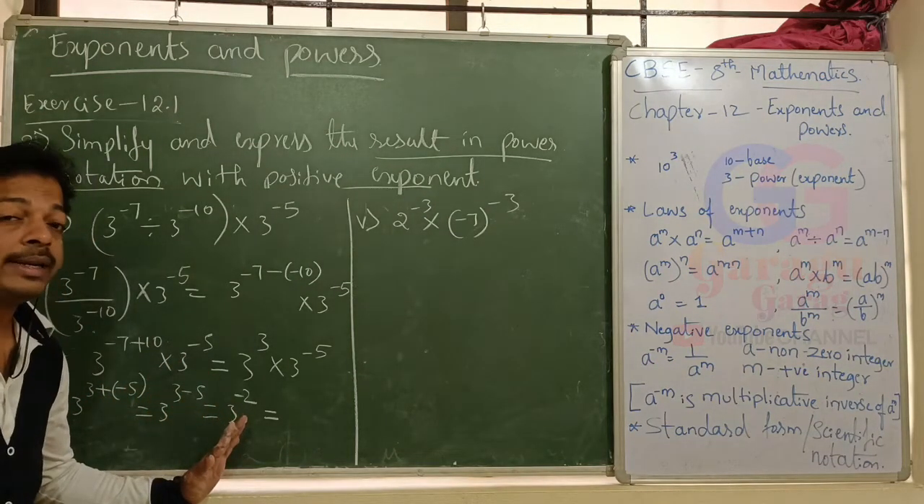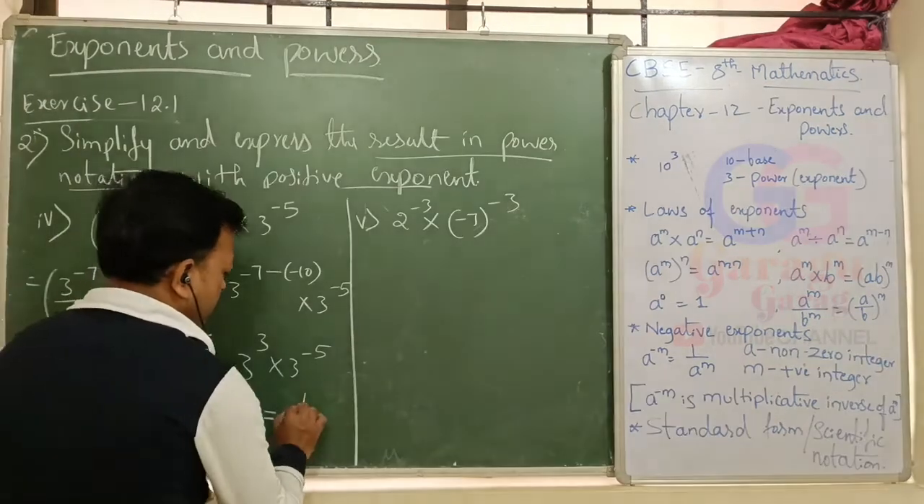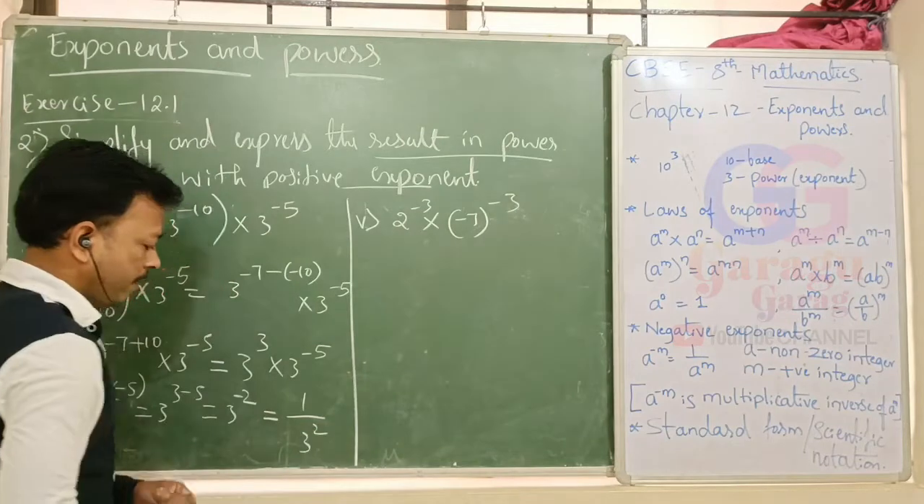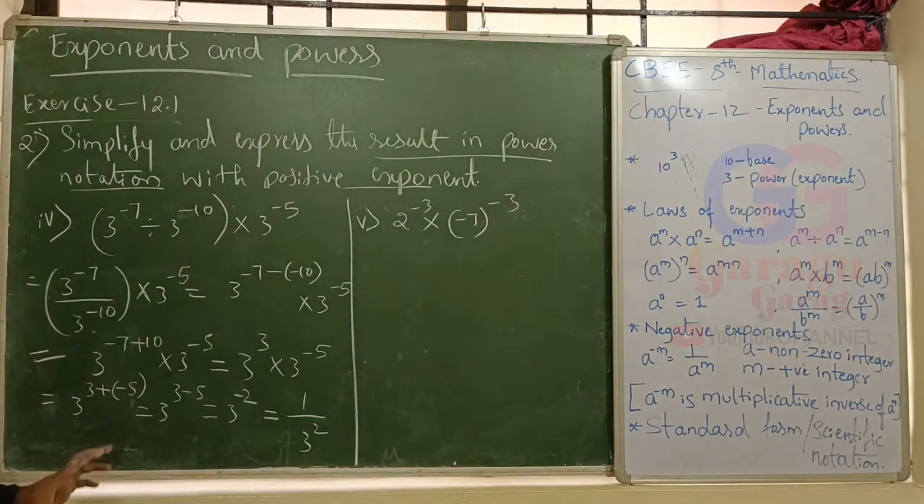95% is over. Next 5%, this exponent should be positive. That is 1 divided by 3 square. Okay, this is the final answer. One more time I will explain.